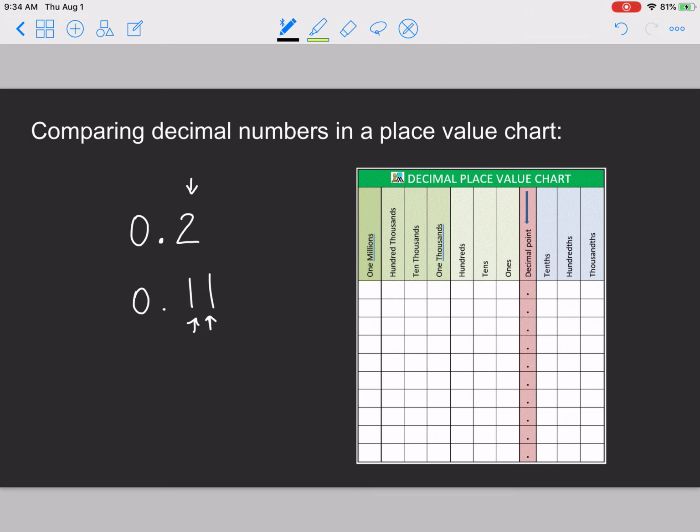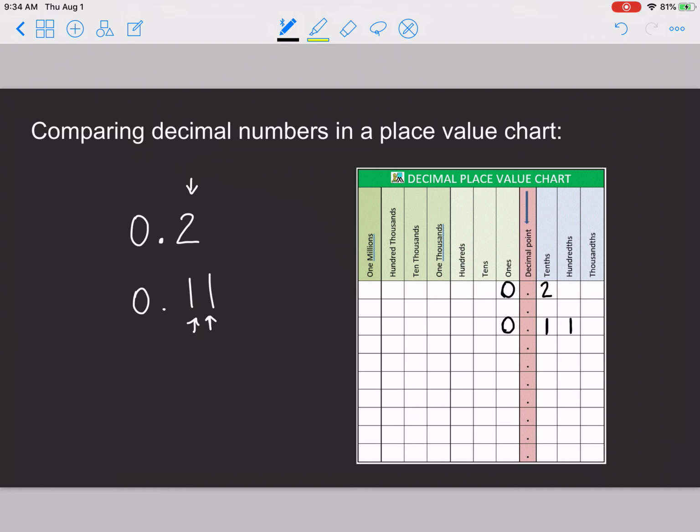So I'm going to again use my place value chart to compare these 2 decimal numbers. I'm going to say the first number is 0, which is to the left of the decimal, and then the 2 is to the right of the decimal. So there's my first number. And then my second number, I'm going to place it on the chart, and I'm going to say, well, again, I have a 0 to the left of the decimal, and then I have 2 ones.